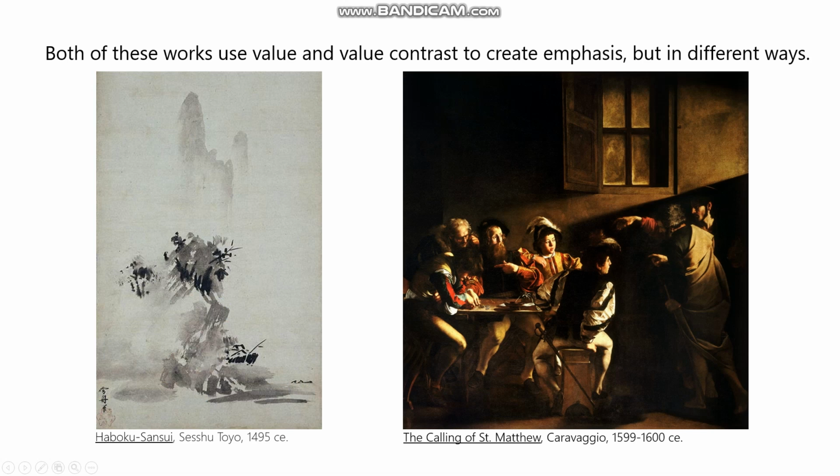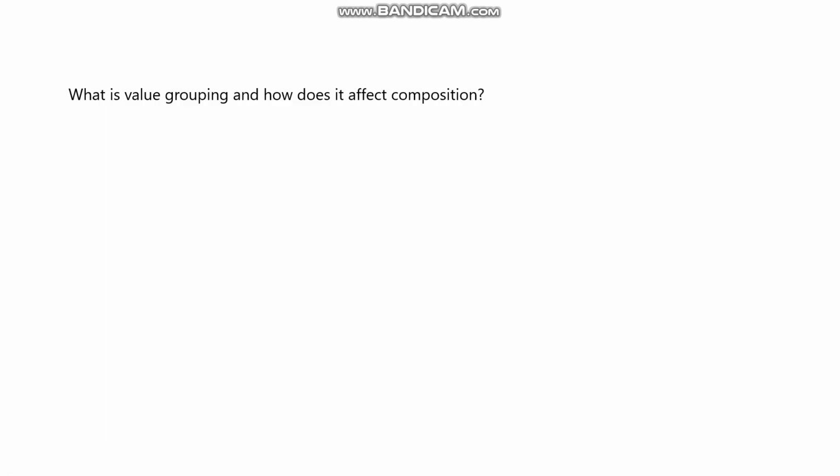Whereas in the Caravaggio painting, it's the opposite. The area that has the brightest spots of light are the things that really draw our attention, and the areas that go into dark values are the shadows, and they get a lot less of our attention. So, how value also affects the way compositions work.